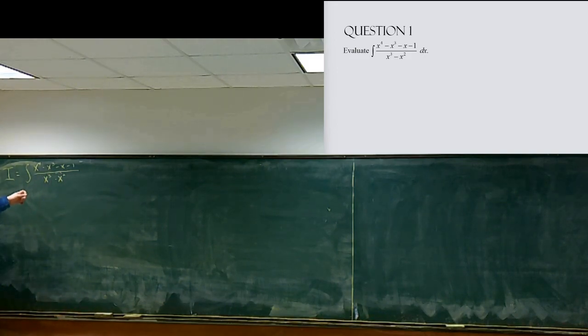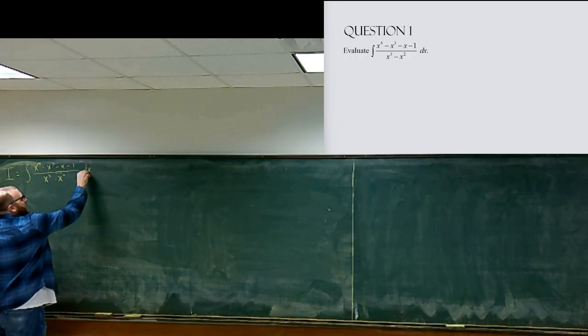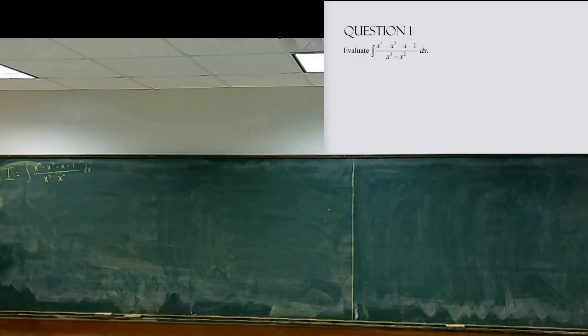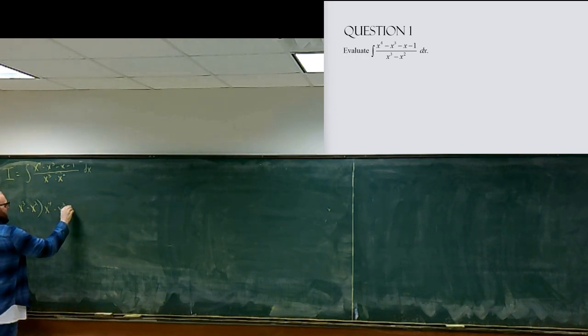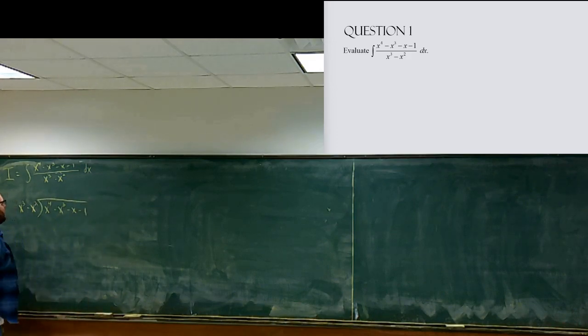You're still going to have to rewrite that again. I'm just going to call it I. So we're trying to find I. Step one, make sure it's proper. Is it proper? Nope. So we have to go back to pre-calculus and do polynomial division.